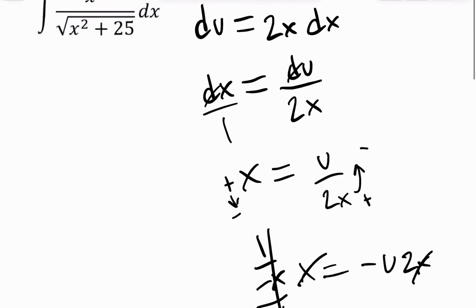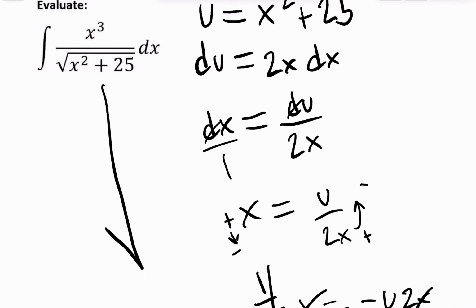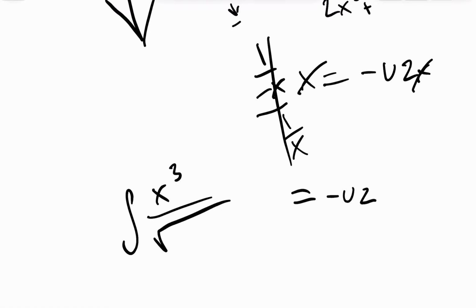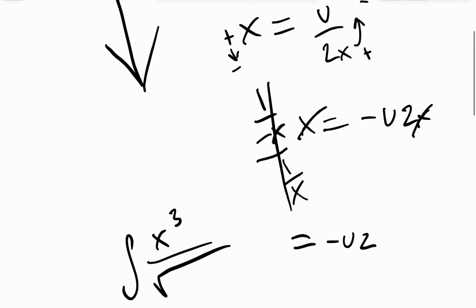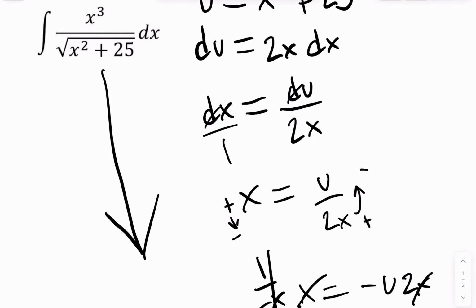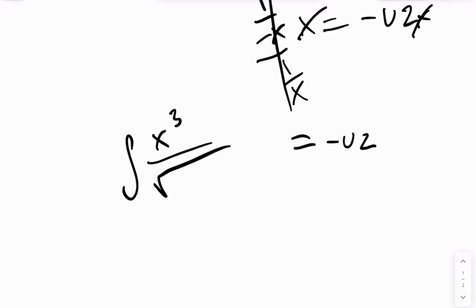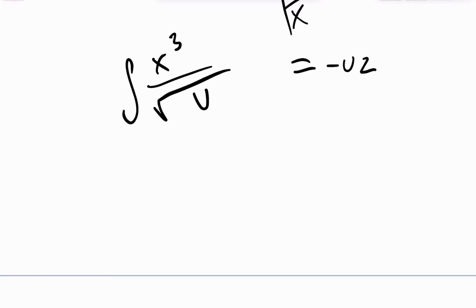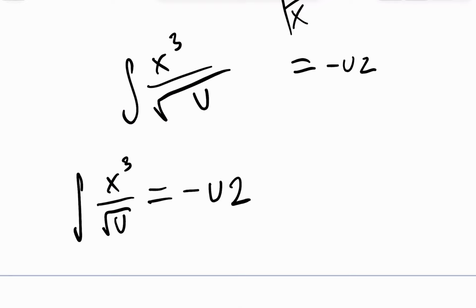So now we can go back up here and bring this whole equation back down, which is the integral of x cubed over the square root of, and instead of putting, as we see up here, x squared plus 25, which is our u value, we could simply just replace it with u in this case. So now let's write that again in a more neat format. We have the integral of x cubed over root u, and we know that the answer we would get from integrating this would be negative u 2.